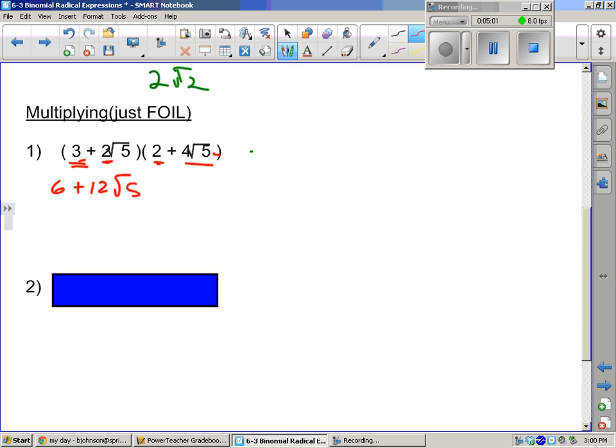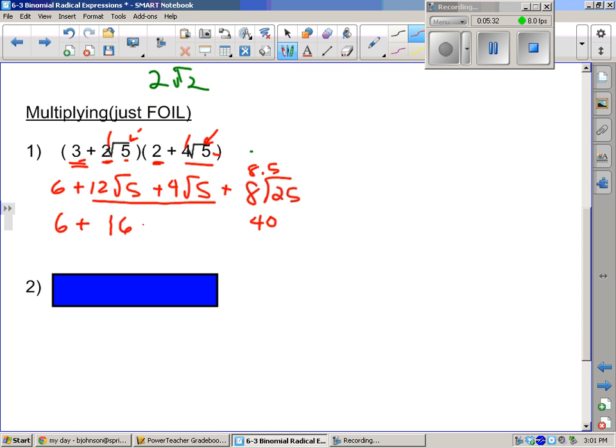So now I have 2 times 2 and then the root 5. So that's 4 root 5. Now I have an outside and an outside. That's 8. And then the two roots I can multiply together to get root 25. Ooh, we know that. Root 25 is 5, just plain old 5. So this is really 8 times 5 or 40. So let's rewrite everything we have. 6 plus. Now I can put those two together because they both have root 5s. They're like radicals. So 16 root 5. And then I just have the 6 and the 40 to go together.